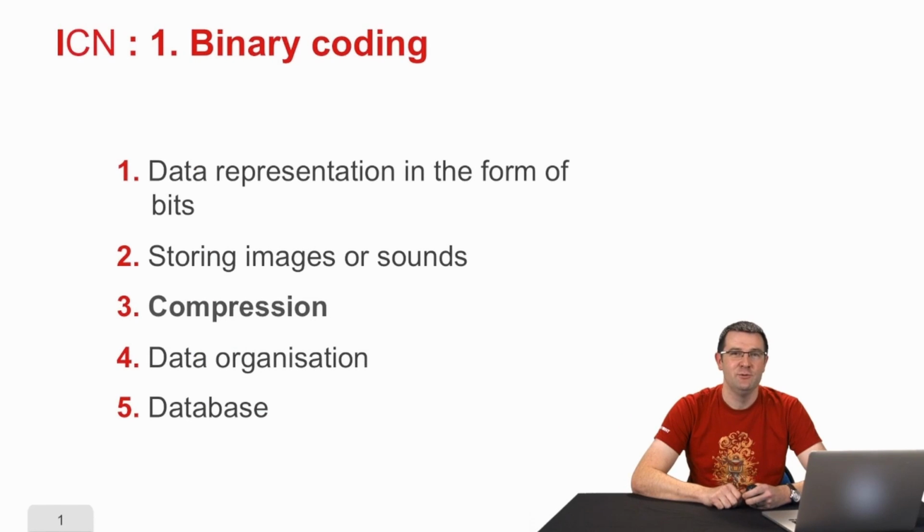Hello everybody, and welcome to this third sequence on binary coding. We saw earlier how to represent information with bits, whether it is text, numbers, pictures, and sounds. Now, let's talk about data compressing.